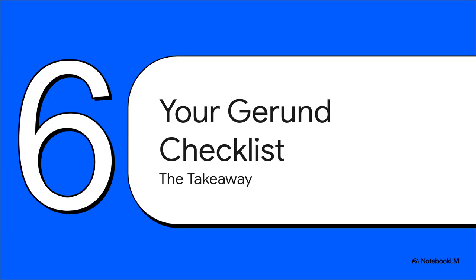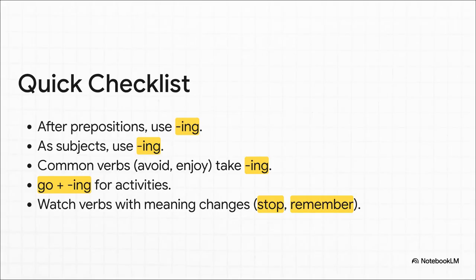Whew, okay, that was a deep dive, right? So let's pull it all together into one simple checklist that you can take with you. This is your main takeaway. Here we go. After a preposition, use ing. Is it the subject of the whole sentence? Use ing. After a verb from that exclusive club like enjoy or avoid, you guessed it, use ing. Talking about going for an activity, use ing. And if it's one of those tricky meaning changers like stop or remember, just take a second and think, am I talking about the past or the future?